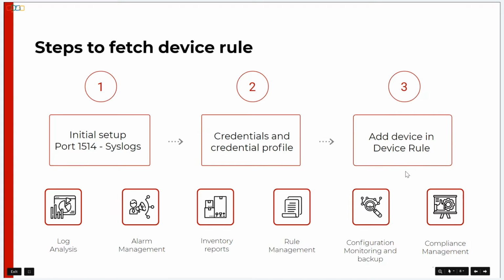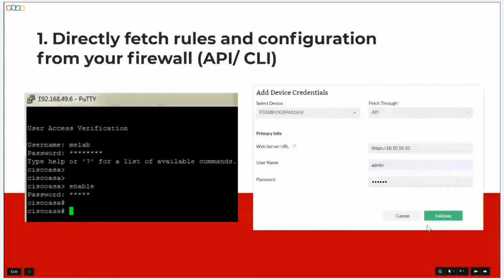All right, so once you set the credentials, you now have to fetch the rules and configuration from your firewall device and add this firewall device to the device rule. Once you do this, you get access to rule management reports, configuration monitoring and backup reports, and also compliance management reports, which is consequently what we'll be looking at in today's session. All right, so on to the next slide.